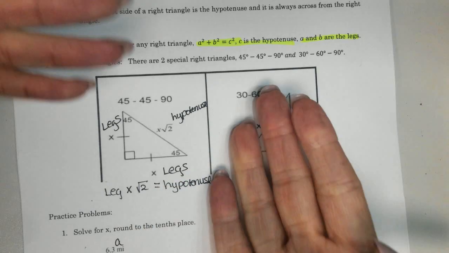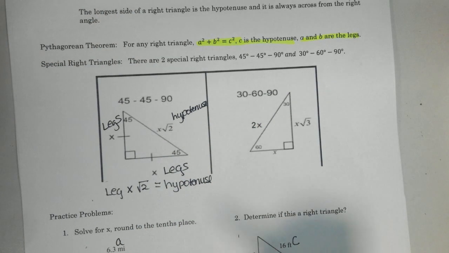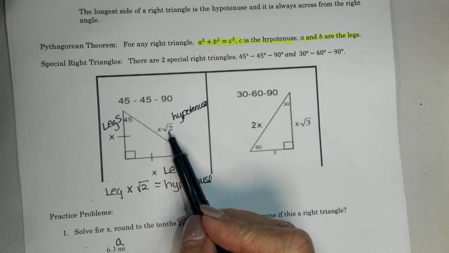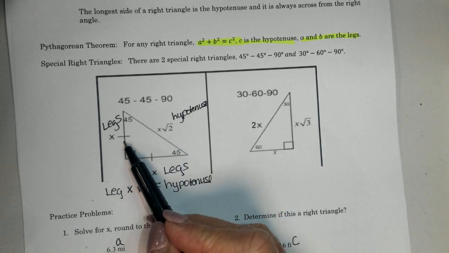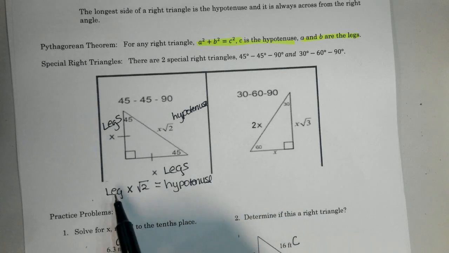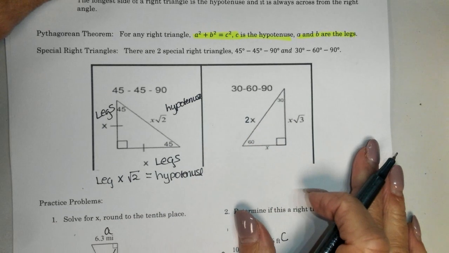Now, you can work that backwards, and if you know the hypotenuse, then you would have to divide by the square root of 2 to go backwards to your leg. So you're going to be going backwards and forwards with that concept.